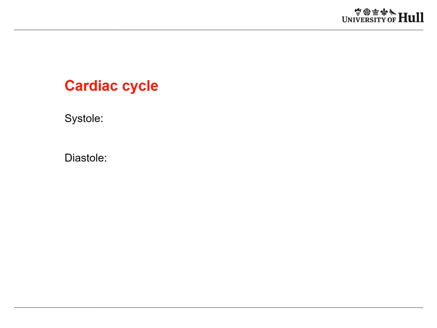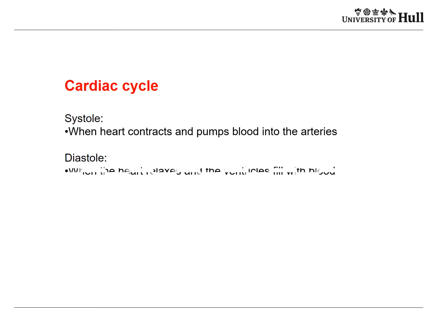The mechanical activity in the heart is called the cardiac cycle, and this takes place in two phases, systole and diastole. Systole is when the heart contracts and pumps blood into the arteries, and diastole is when the ventricles relax and the ventricles thereby fill with blood.